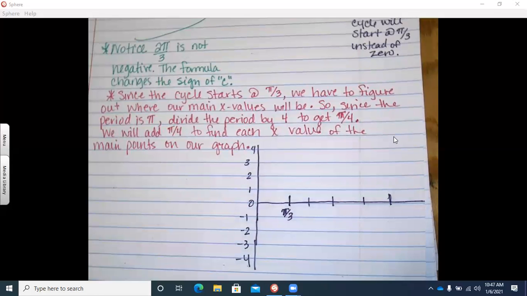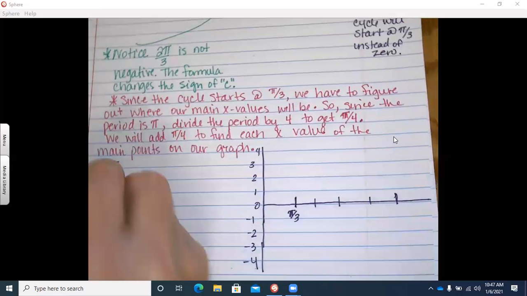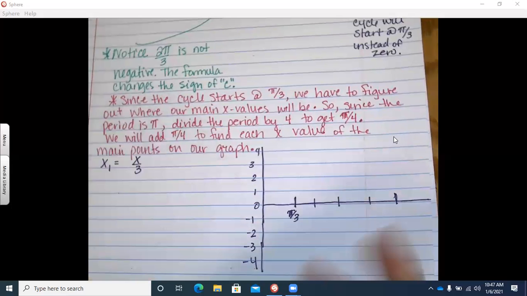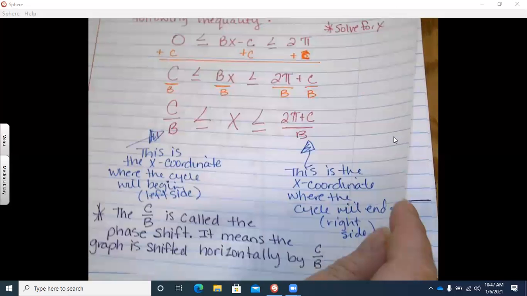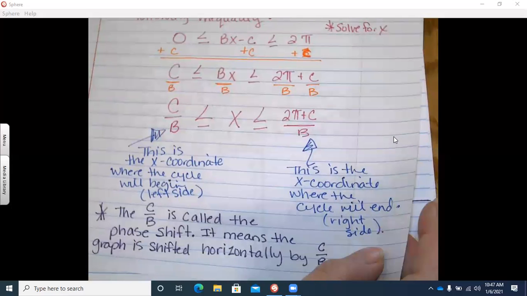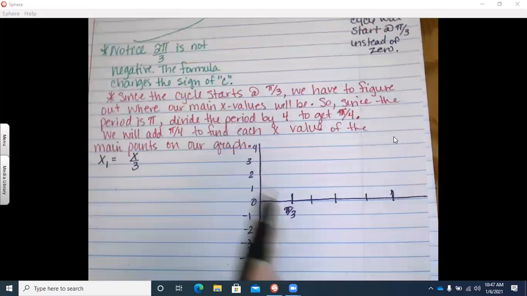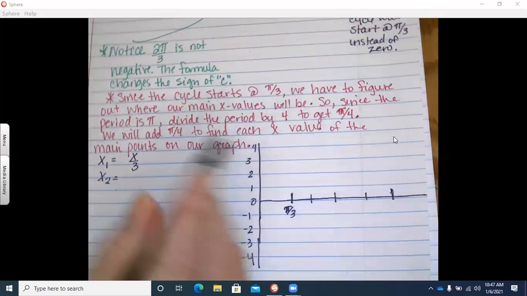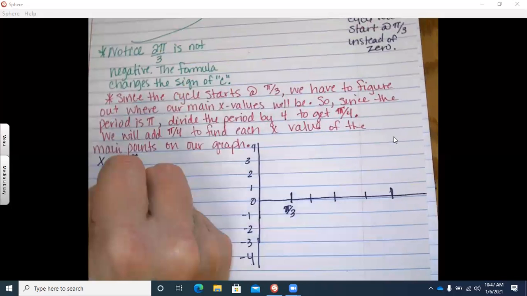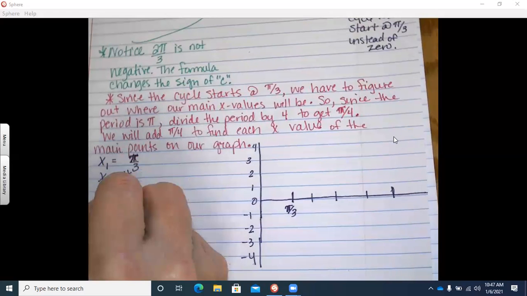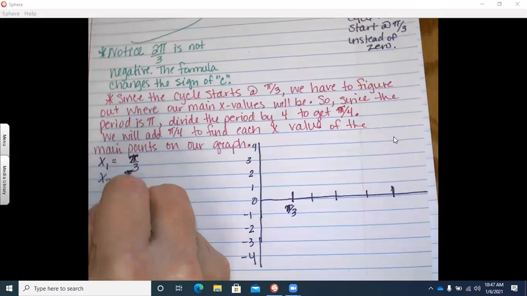So let me find my 4 points. I know my first point, I'm going to call it x sub 1. I could find the 5th point by doing 2 pi plus c quantity divided by b, what we wrote on the other side. But I don't actually do that because I got to find them all anyway, so I just do the same thing to find each point, okay? So to find my second point, I take my first point, which is pi over 3. I'm sorry, I wrote x over 3, I meant pi over 3. Pi thirds. And I'm going to add pi fourths to that, and that will give me where the second point is. Pi thirds plus pi fourths.